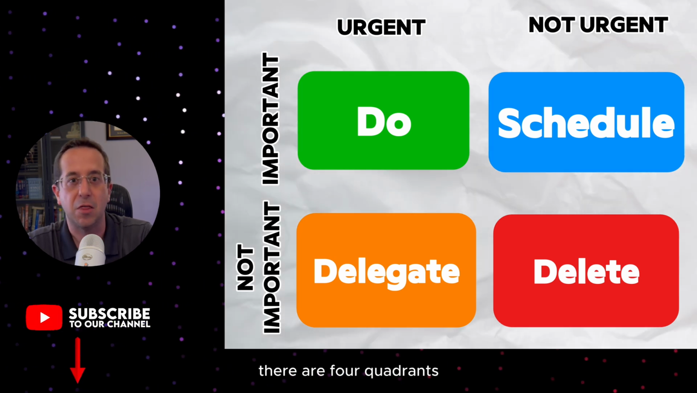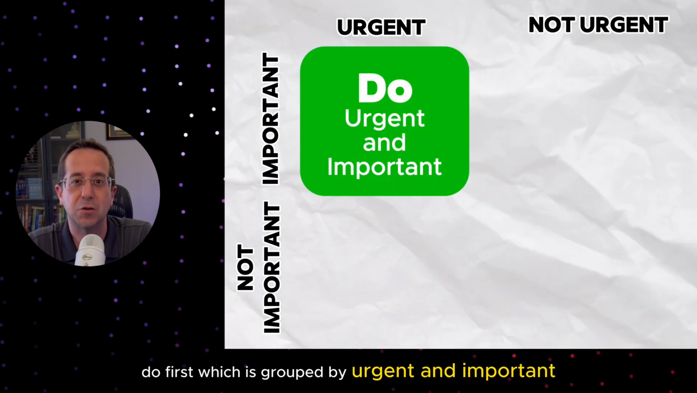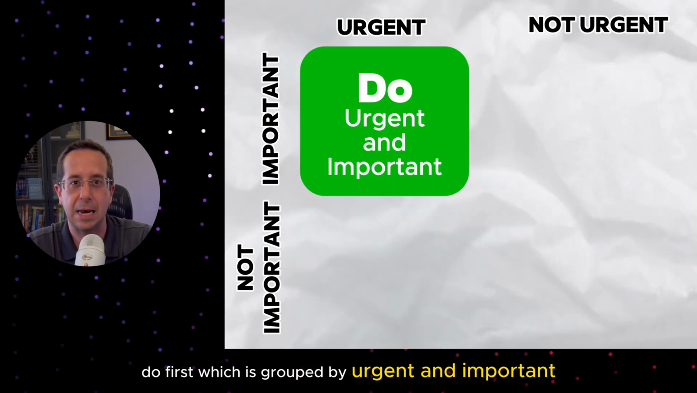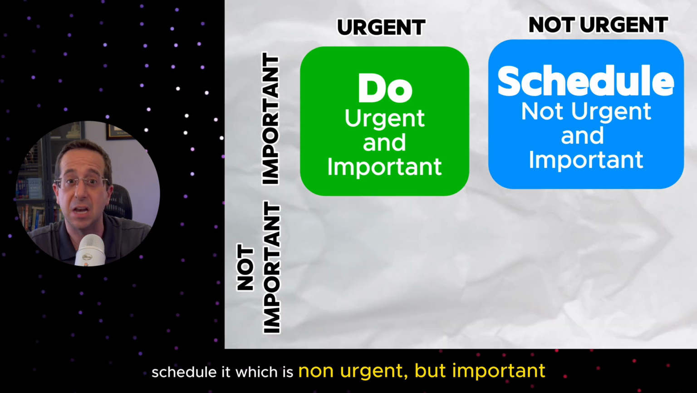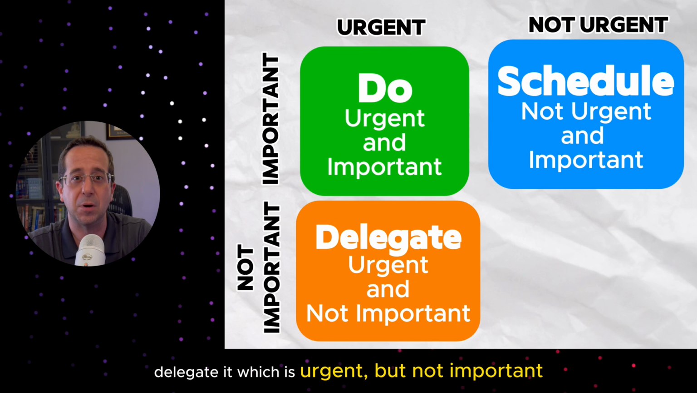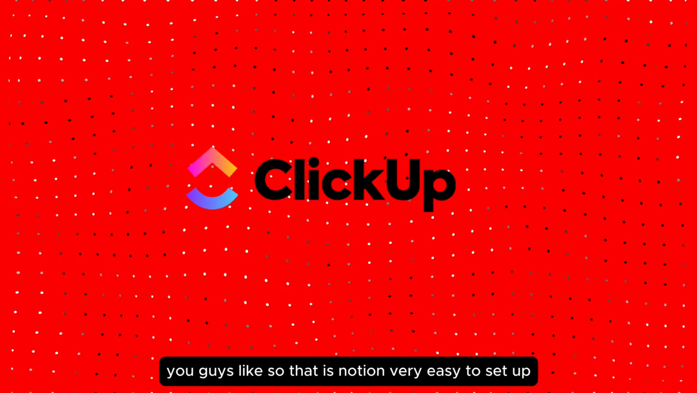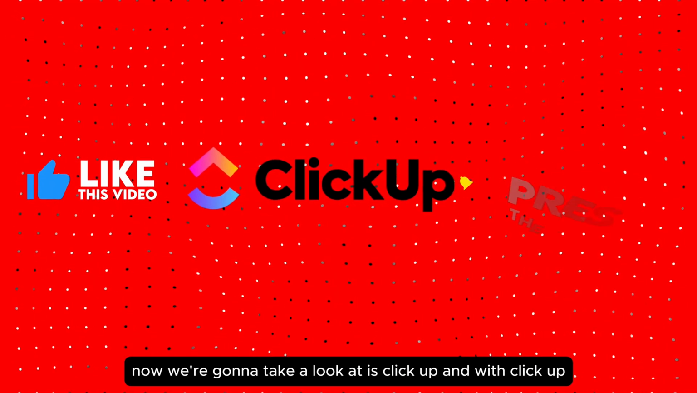Let's break it down. There are 4 quadrants that you will group your tasks and activities into. Do first, which is grouped by urgent and important. Schedule it, which is not urgent but important. Delegate it, which is urgent but not important, and delete it, which is not urgent and not important. Now that you know how it works, let's take a look at it in ClickUp.